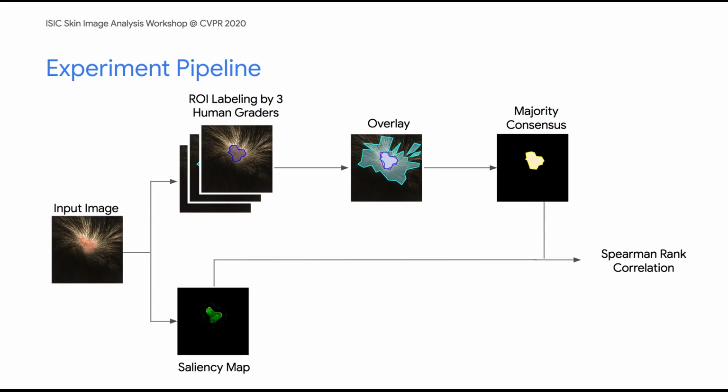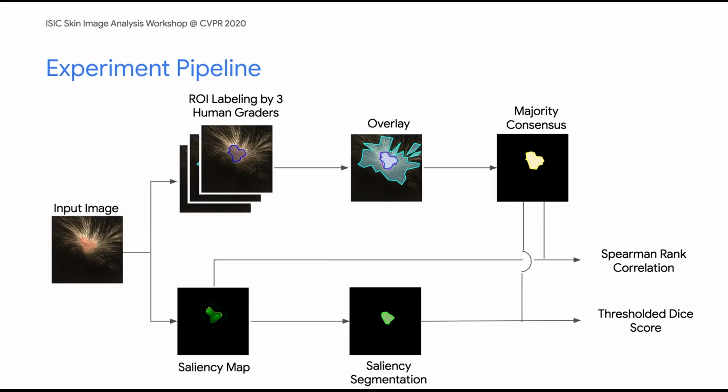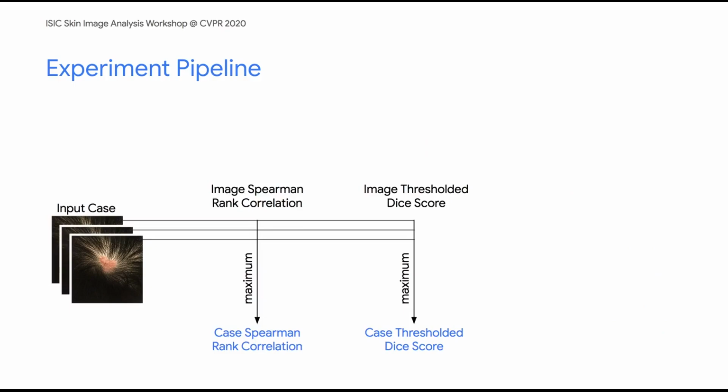To perform another comparison that does not depend on a selected threshold, we also computed the Spearman rank correlation between the saliency map itself and the human-labeled consensus region of interest. The Spearman rank correlation computes the similarity between the rankings of important pixels in the saliency map and in the human-labeled region of interest. So, at the end of this process, we had 2 metrics analyzing the agreement between human-labeled majority consensus regions of interest and the saliency map for each image.